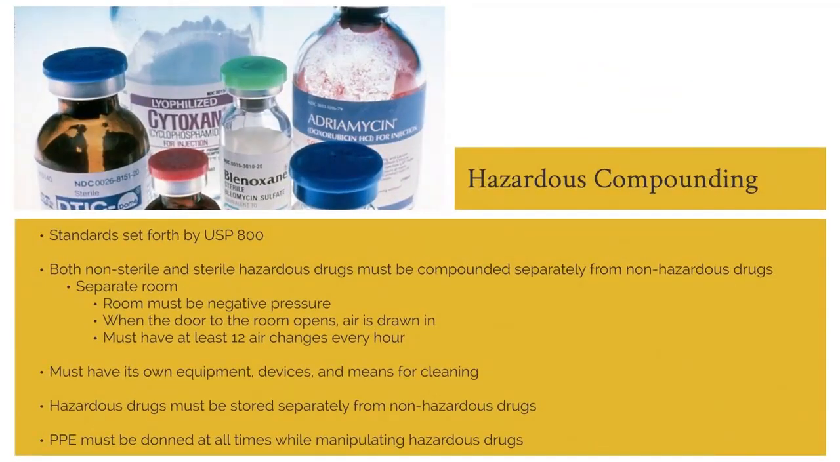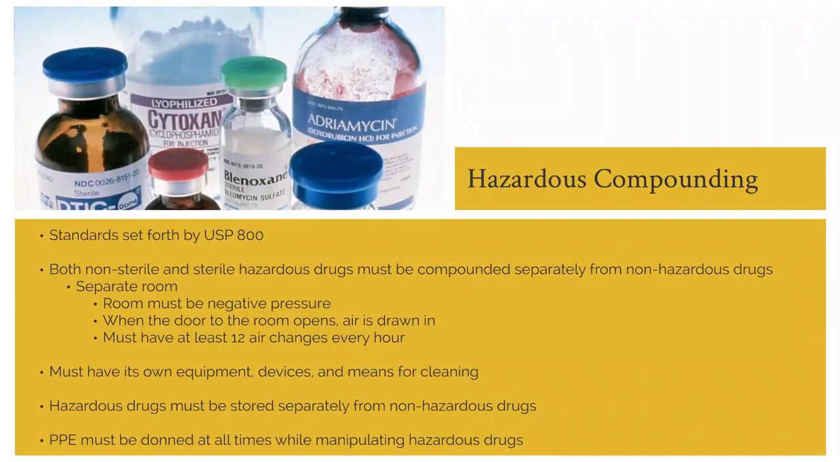Now we have hazardous compounding. So these standards are set forth by USP 800. So we talk about USP a little bit more throughout this course, but USP 797 is targeting sterile compounding. USP 795 is targeting non-sterile compounding like we just talked about, and USP 800 is targeting hazardous compounding.